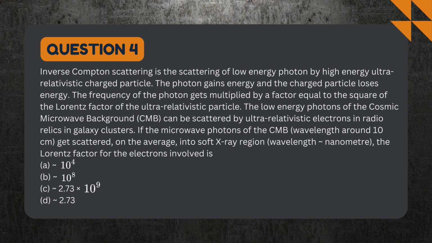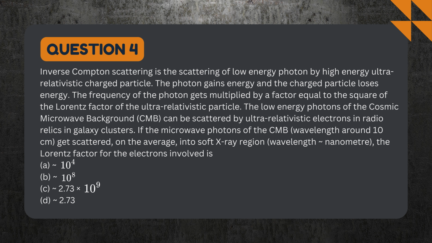Question 4. Inverse Compton scattering is when a low-energy photon is scattered by a very fast charged particle and the photon gains energy while the particle loses energy. The frequency of the photon is multiplied by a factor equal to the square of the Lorentz factor of the ultra-relativistic particle. The low-energy photons of the cosmic microwave background, with wavelengths around 10 centimeters, can be scattered by ultra-relativistic electrons in radio relics in galaxy clusters.